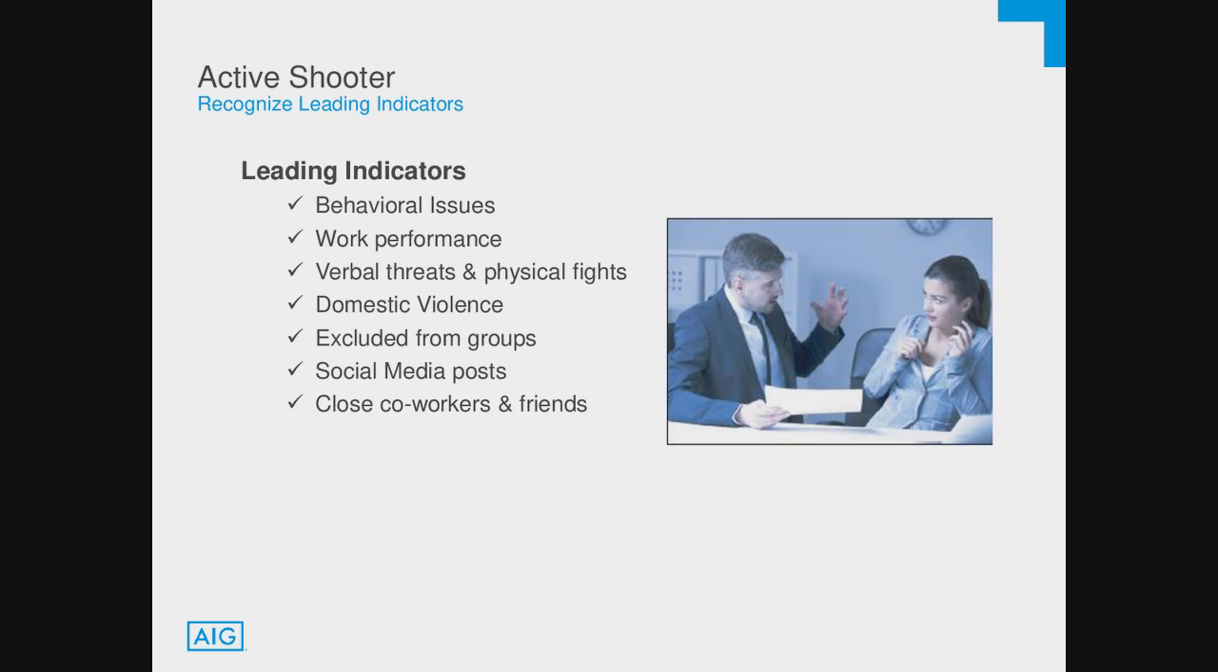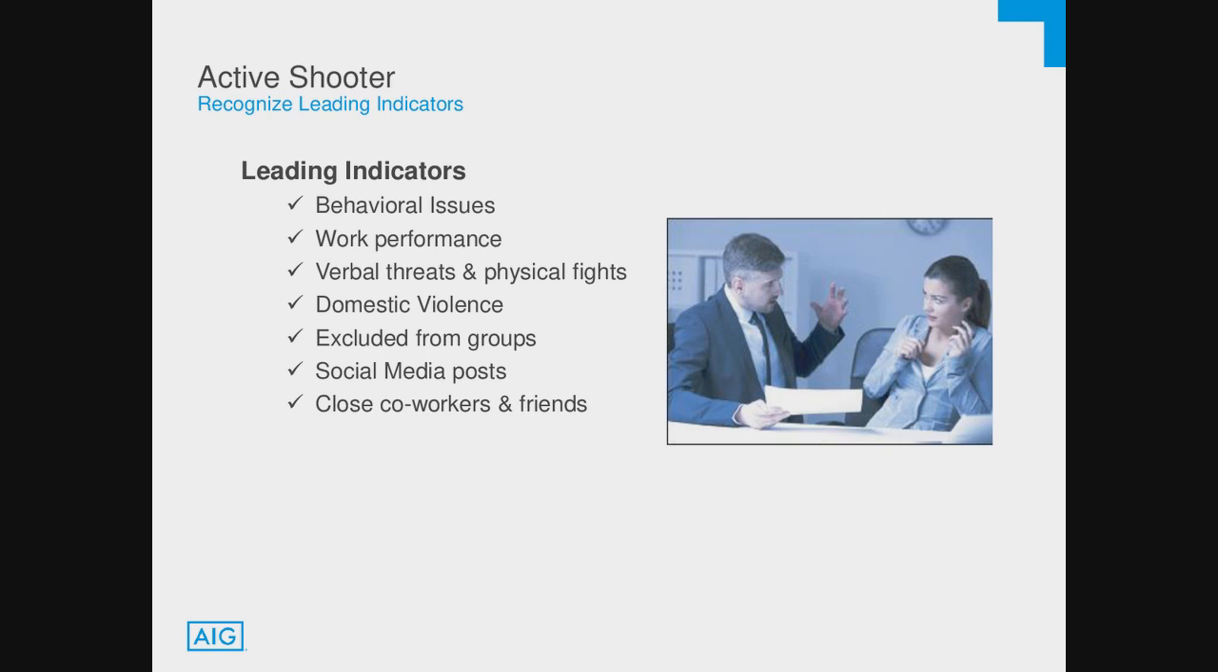For verbal or physical threats, domestic violence, being excluded from groups, obviously social media posts, you'd be surprised. If you look back on the folks that were involved in active shooter events and you look at their social media posts, you'll see guns, you'll see a whole change in attitude. It's such an indicator. And if you're an employer, part of your employment contract should be the ability to look at social media posts under certain criteria.